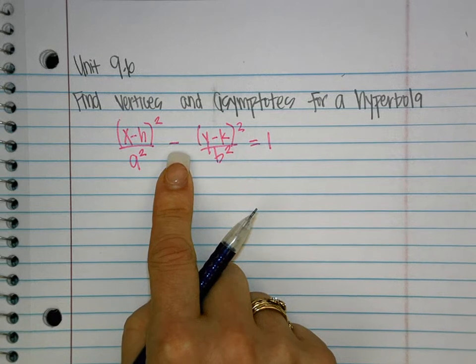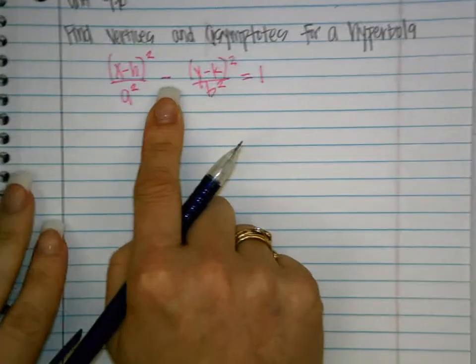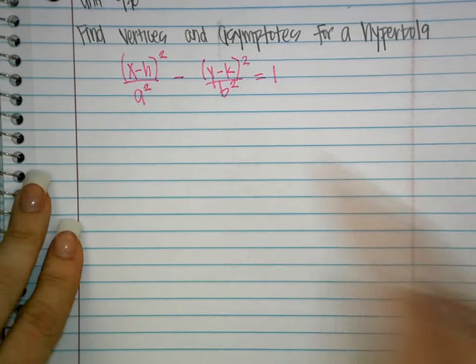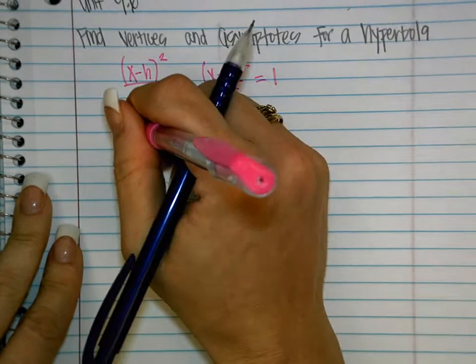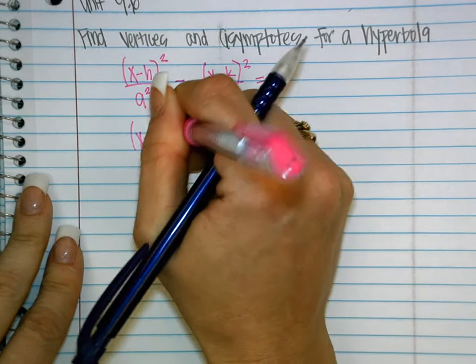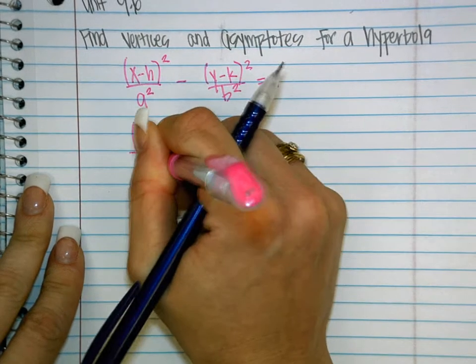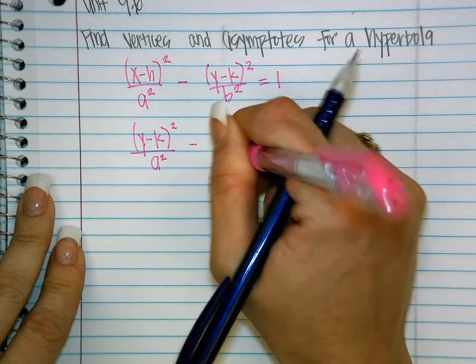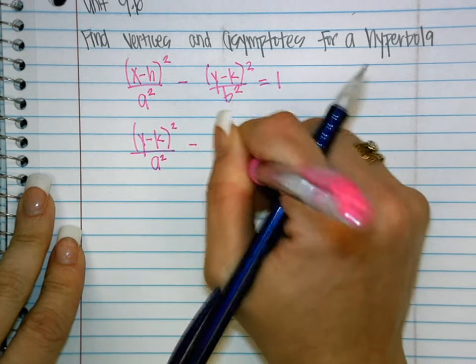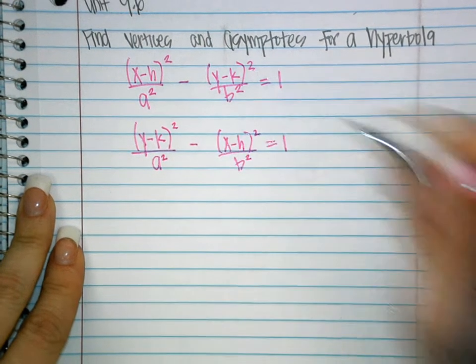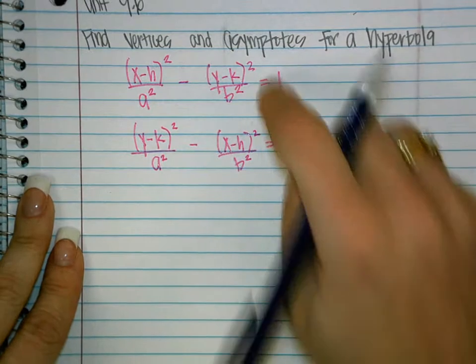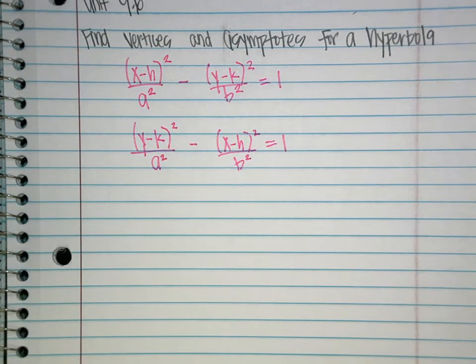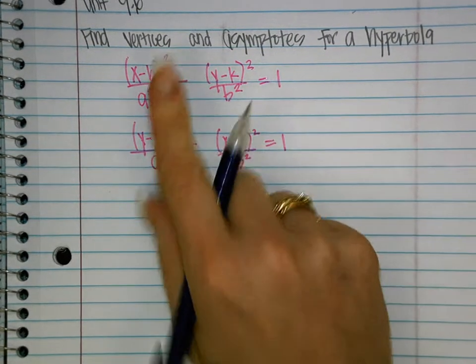Now, you also are going to have to memorize another formula for a hyperbola. Sometimes they start with x, but hyperbolas can also start with the y part. So (y minus k) squared over a squared minus (x minus h) squared over b squared equals 1. These are basically essentially the same. The only difference is which is positive.